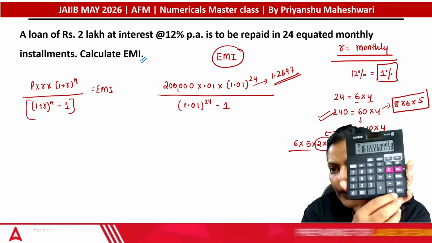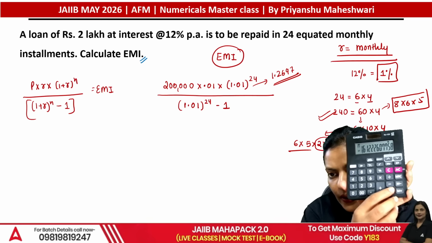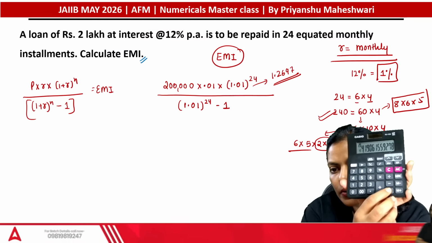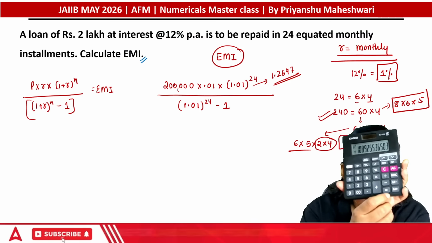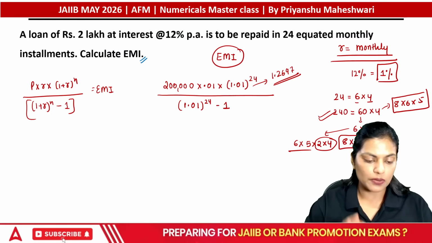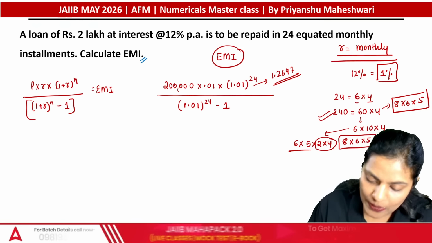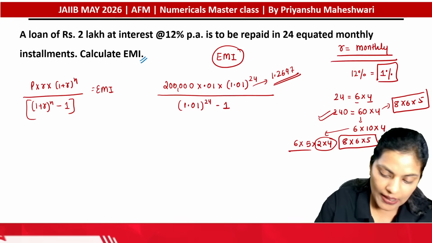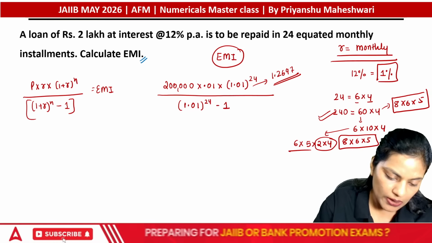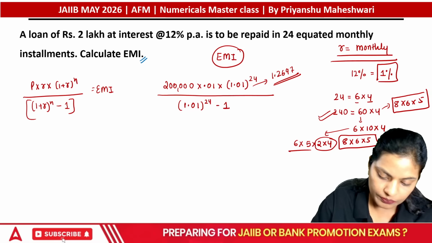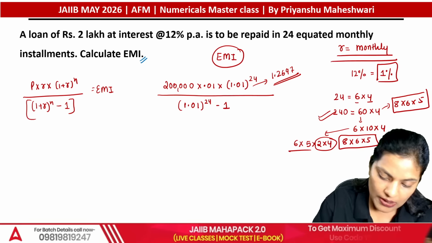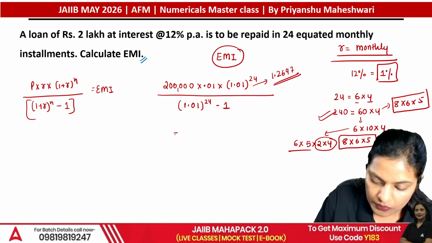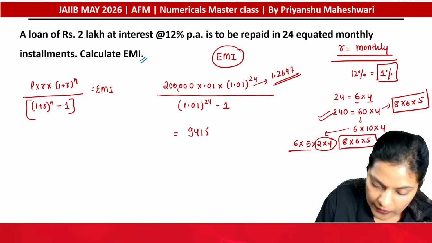Again multiplied. 5 is there. How many times equals to? 4 times. 1, 2, 3, 4. Okay, that's how you calculate big powers also. We don't need it because in our question we need the smallest one. So 1.2697 into 0.01 into 2 lakh divided by 0.2697. 9415.65.